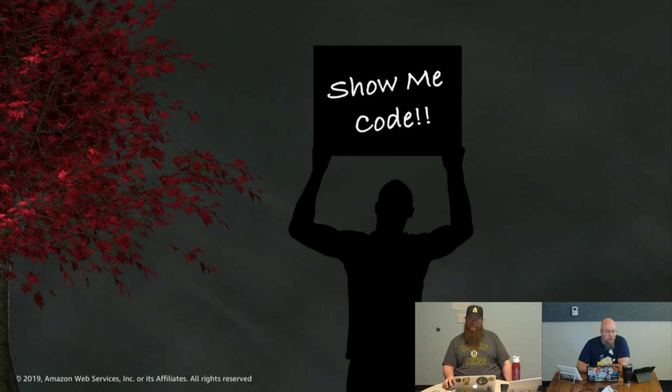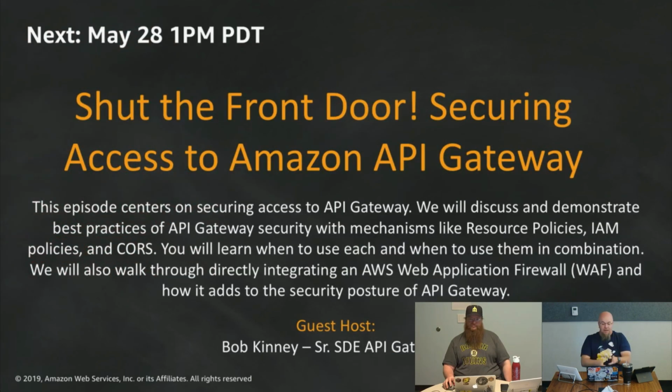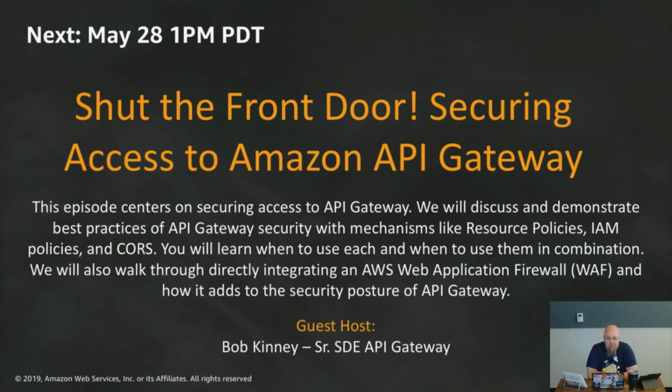Bob's going to be joining us in 2 weeks as we continue our series. The next thing is security. We're going to talk about shut the front door. We've broken security down into 2 things. This first one is shut the front door, securing access to Amazon API Gateway. We're going to be talking about how you lock it down, and how you protect your API Gateway with services like WAF and IAM and different things like that.